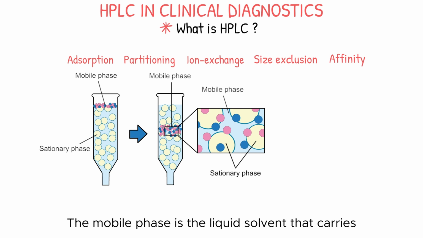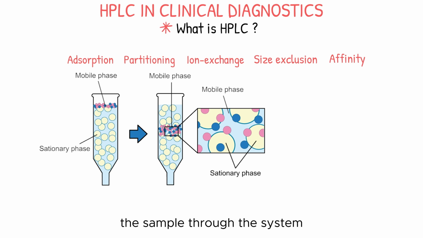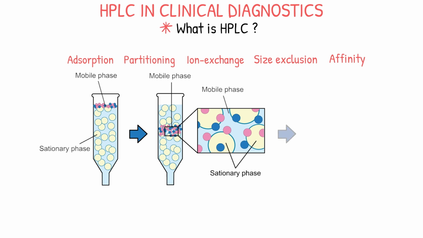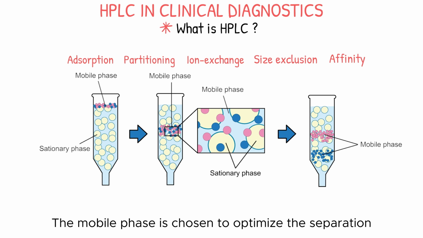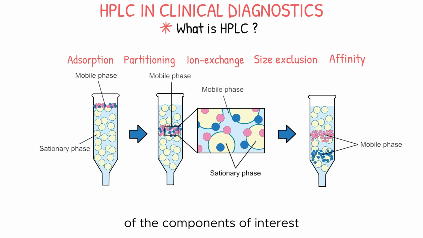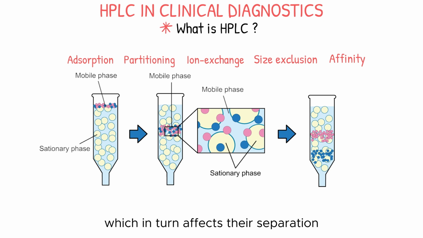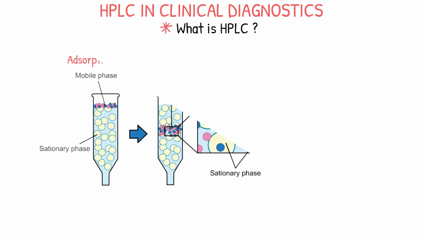The mobile phase is the liquid solvent that carries the sample through the system. It flows through the column and transports the components of the mixture being analyzed. The mobile phase is chosen to optimize the separation of the components of interest. Its properties, such as polarity and pH, affect how different molecules in the sample interact with the stationary phase, which in turn affects their separation.